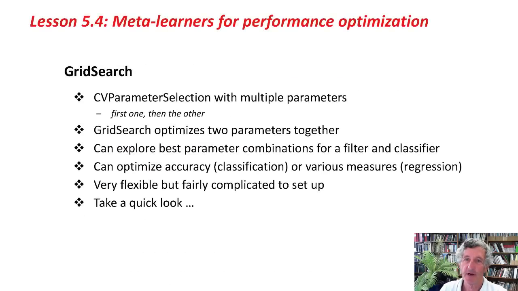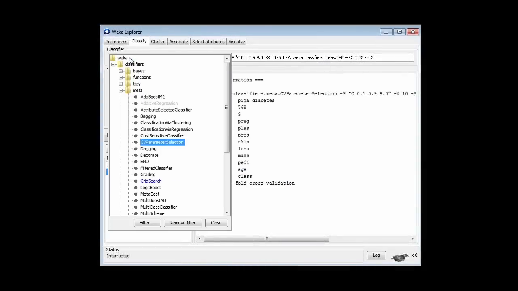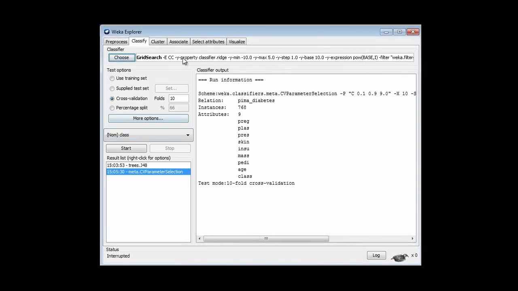You can do CV parameter selection with multiple parameters, and it will optimize the first parameter and then the other parameter. Grid search optimizes the two parameters together, and it allows you to explore not just for a classifier, but the best parameter combinations for a filter and a classifier. And you can optimize various things. It's very flexible, but pretty complicated to set up. So let's take a quick look at grid search. And you would need to study this to actually use it.